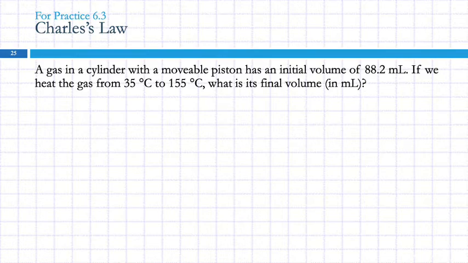So on the previous example for Boyle's law, we drew an ugly picture. I'd like to show you a different approach here, and that is making a table to organize the numbers. So we have volume of 88.2. We have from 35 degrees to 155 degrees. And they're asking, what is the volume in milliliters? So I'm just going to make a little table here.